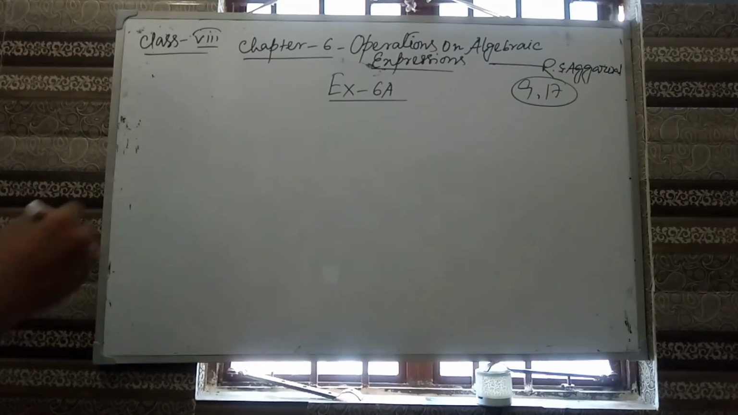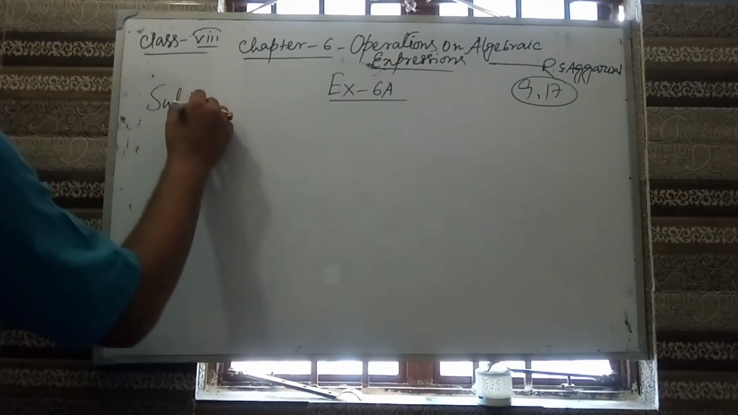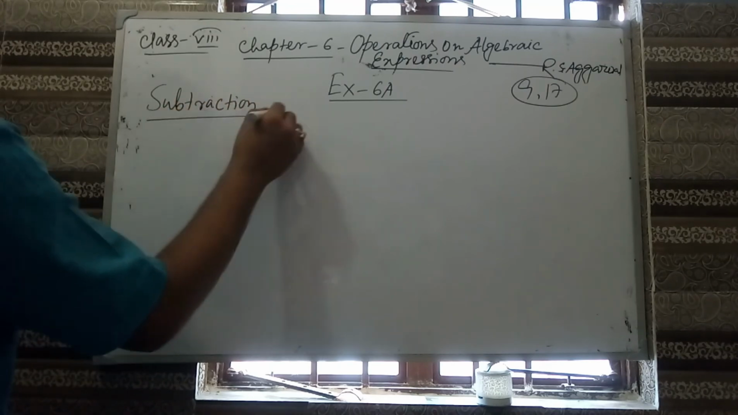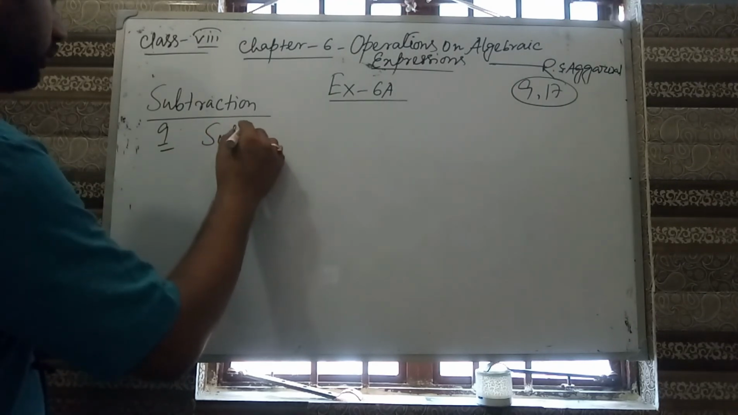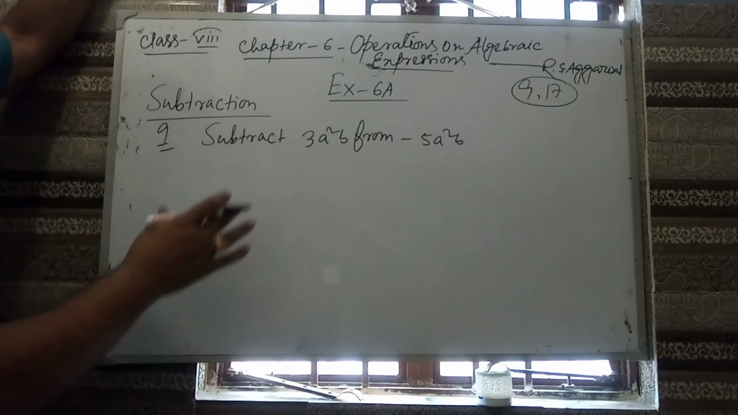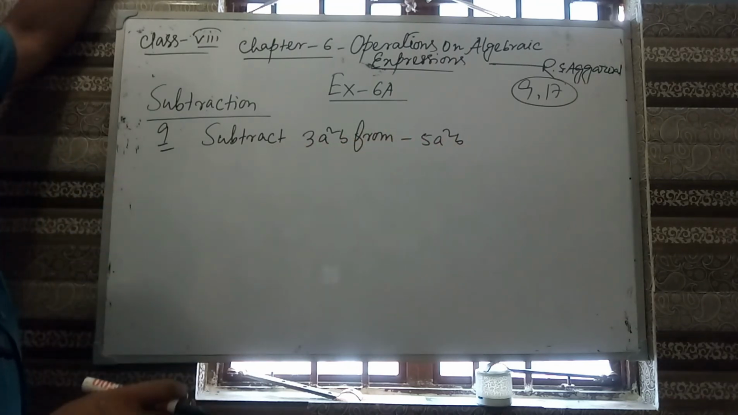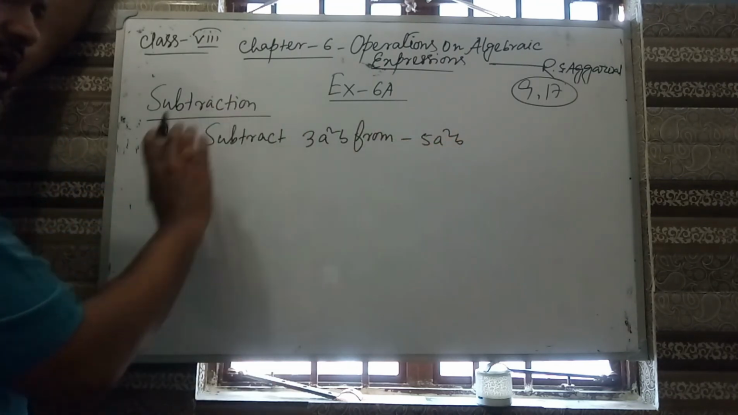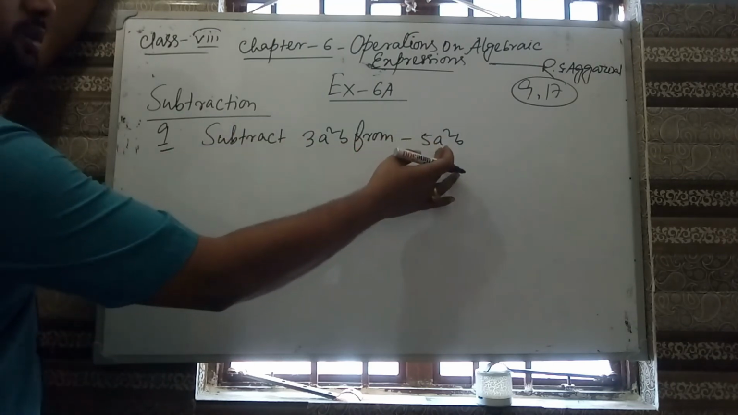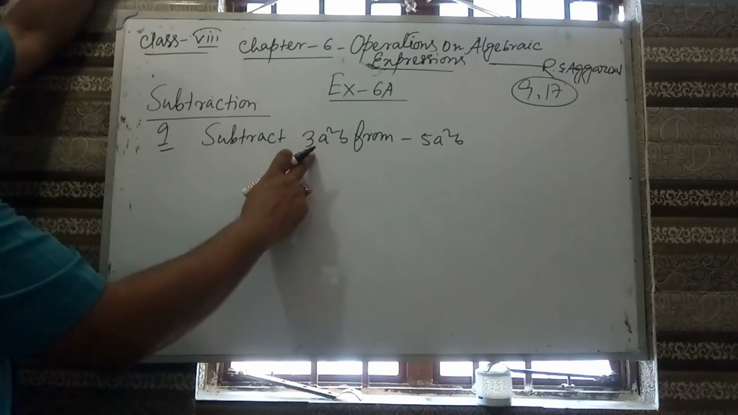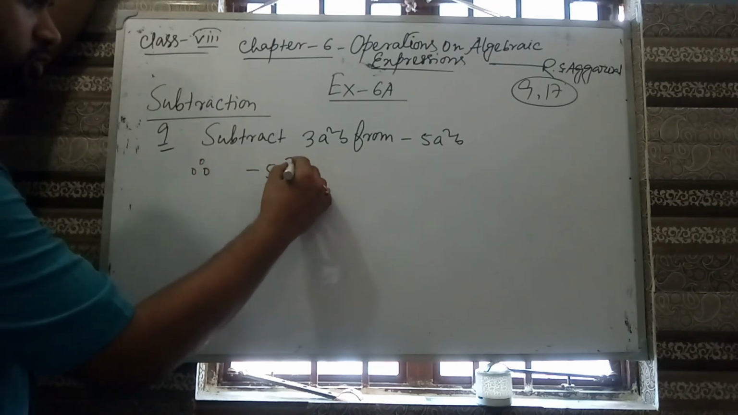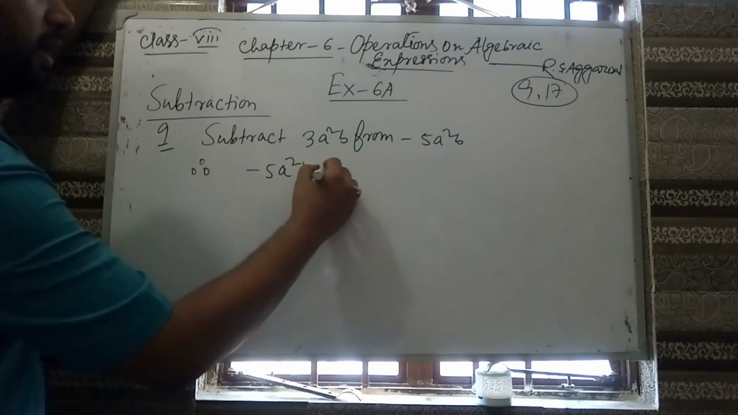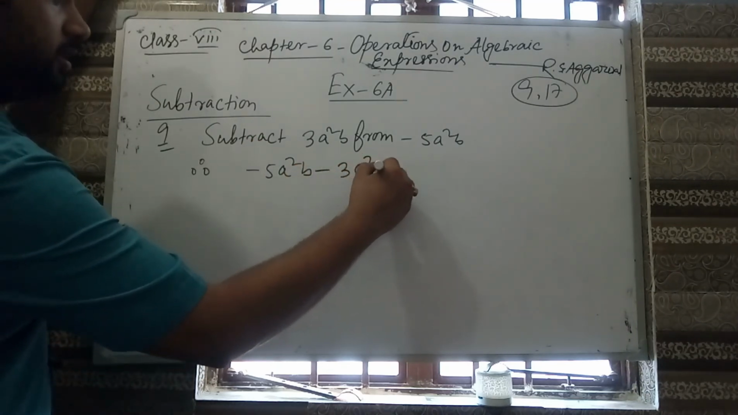Next is subtraction. What is question number 9? Subtract. Okay. Subtract this one from this one. That means we have to write down this one first. From means from minus 5 square b we have to subtract this one. So we have to write down minus 5 square b first, then minus 3 square b.